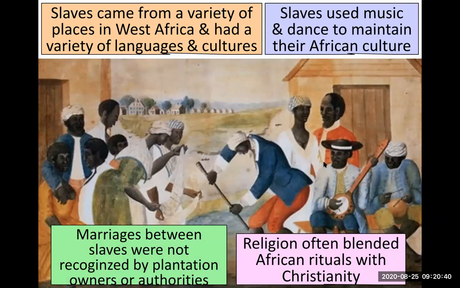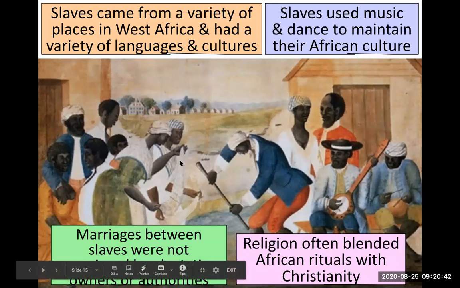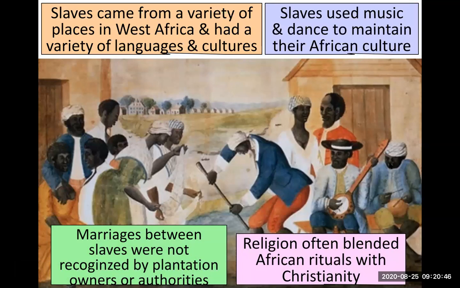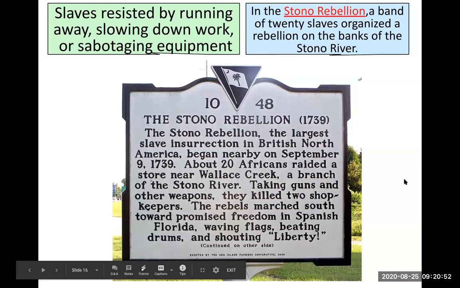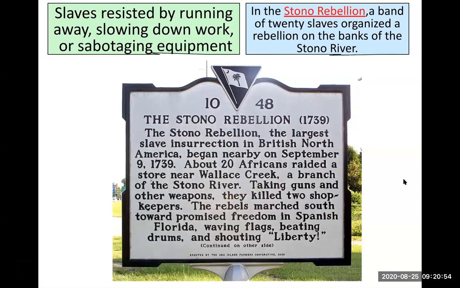And even though you might have marriages, they were not recognized by the owners or any kind of authorities. And as I mentioned, religion was often blended, those African rituals and Christianity. There were a variety of ways that slaves could resist. One is slowing down work, sabotaging equipment, and then, of course, armed resistance.